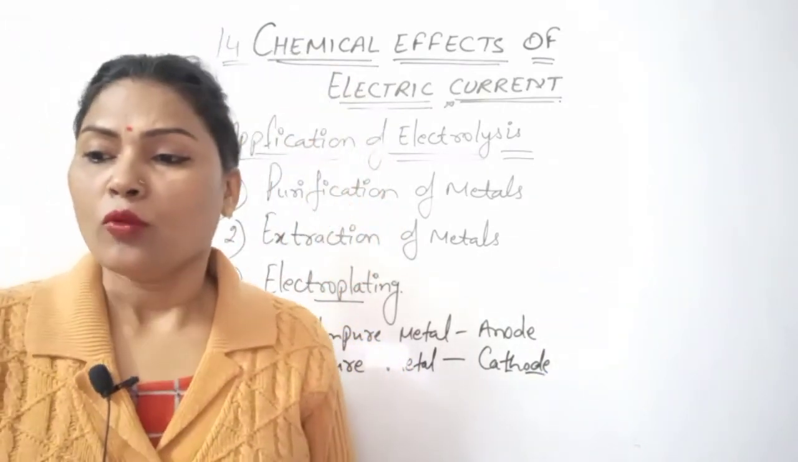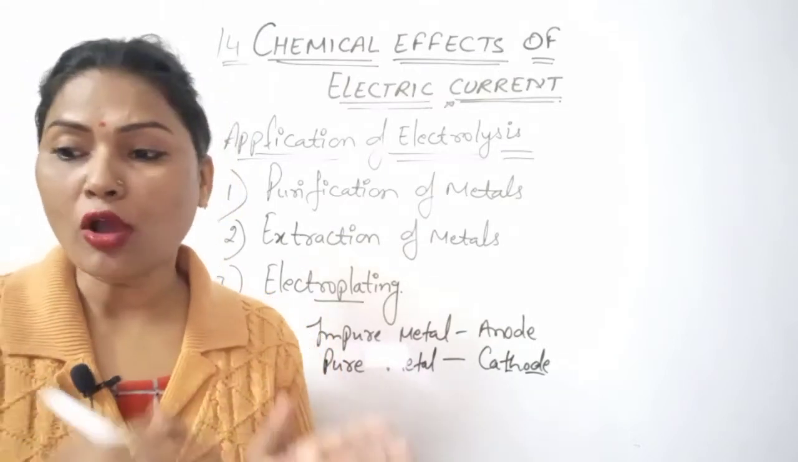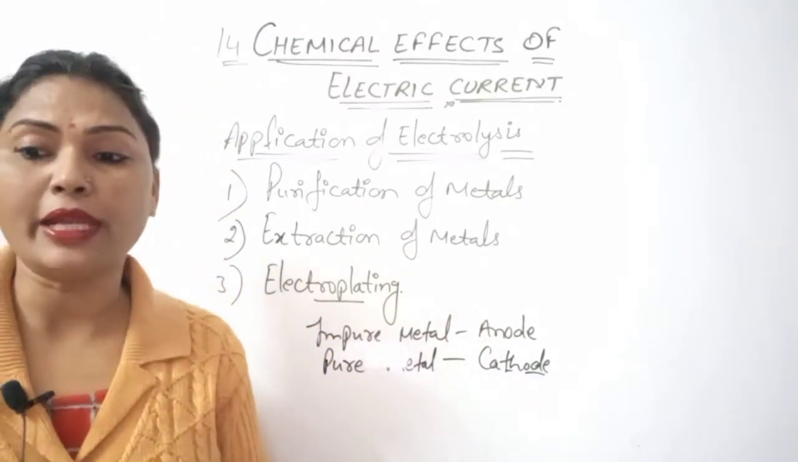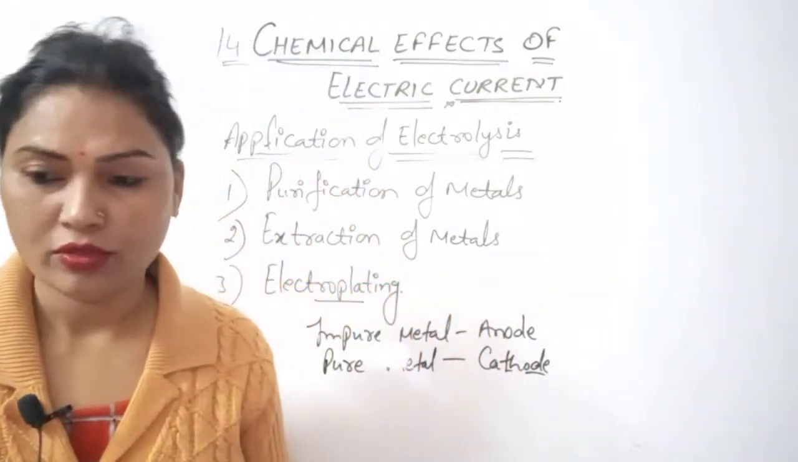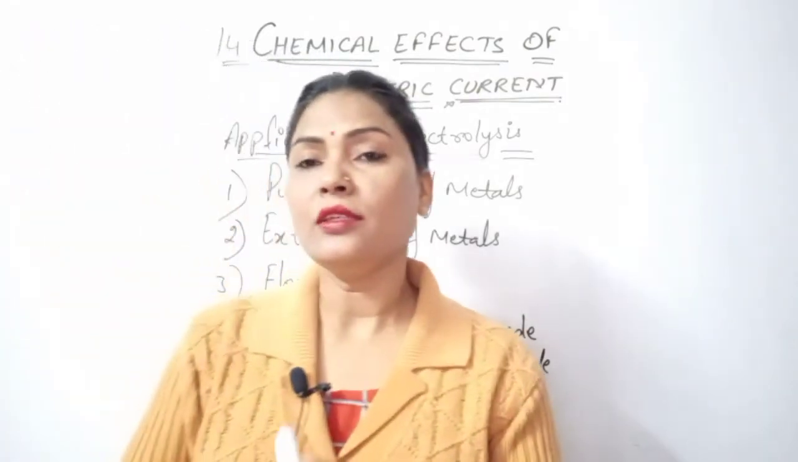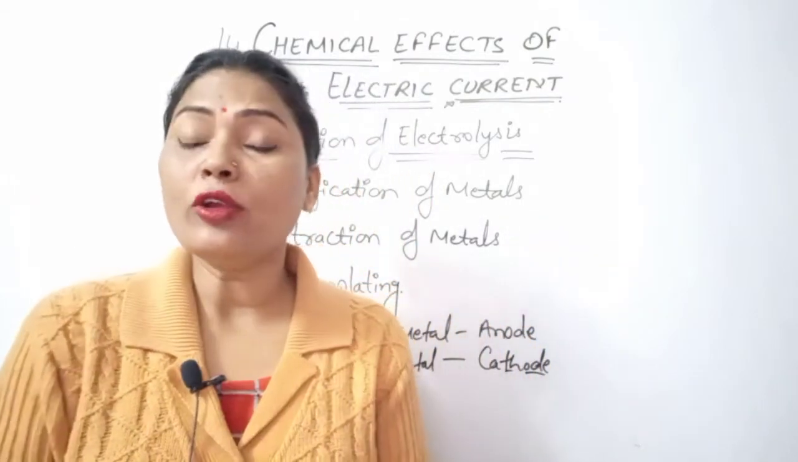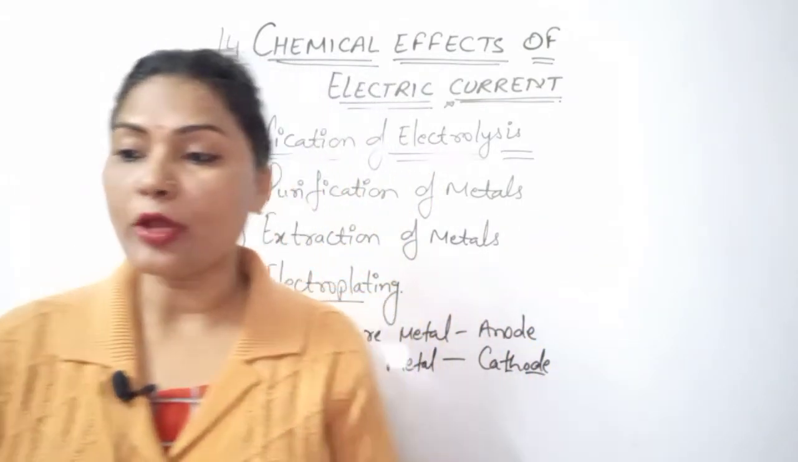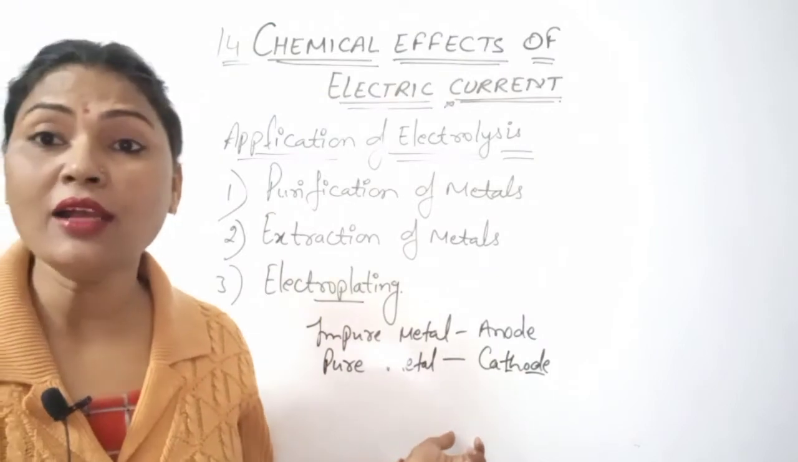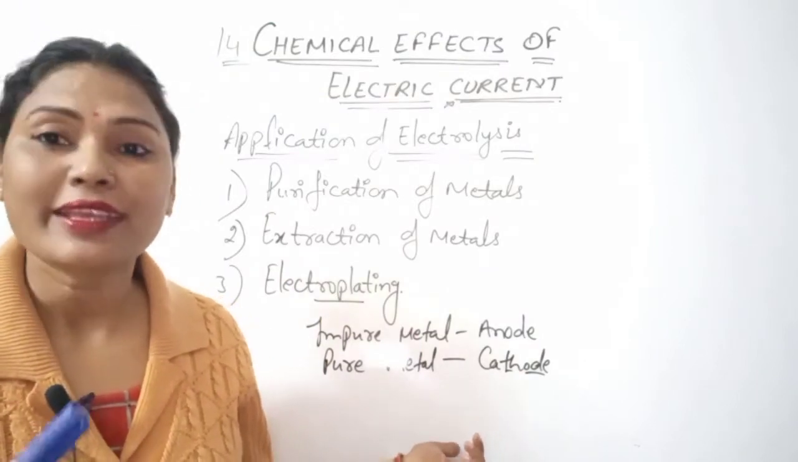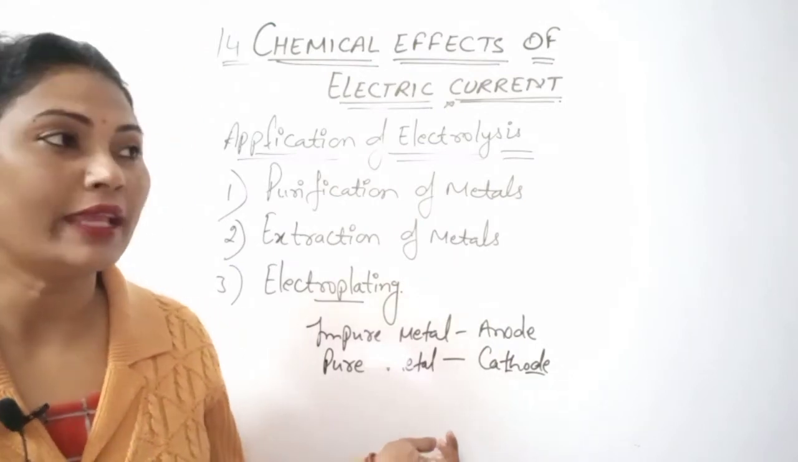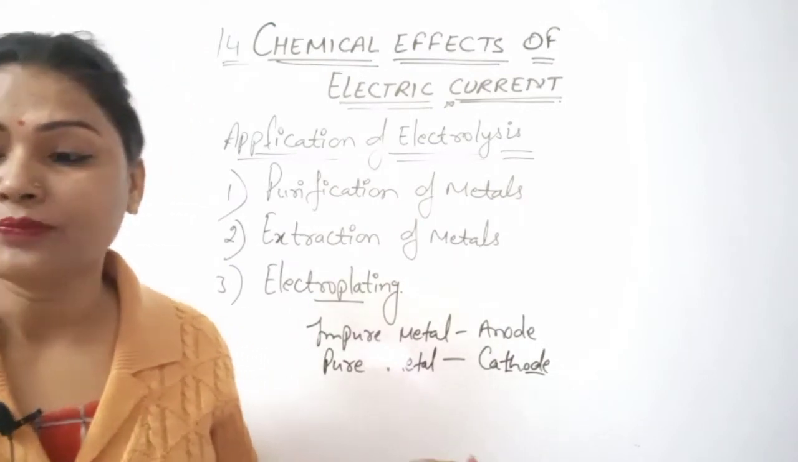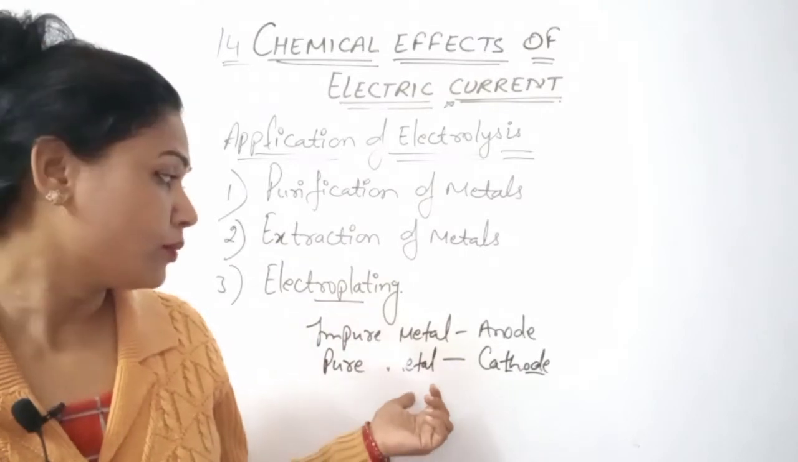Now, a common soluble salt of the pure metal is taken as the electrolyte. On passing the current, what happens? The anode dissolves, but only pure metal is deposited, where? On the cathode. Pure metal will be deposited on the cathode. For example, copper, silver, gold are refined by this process.